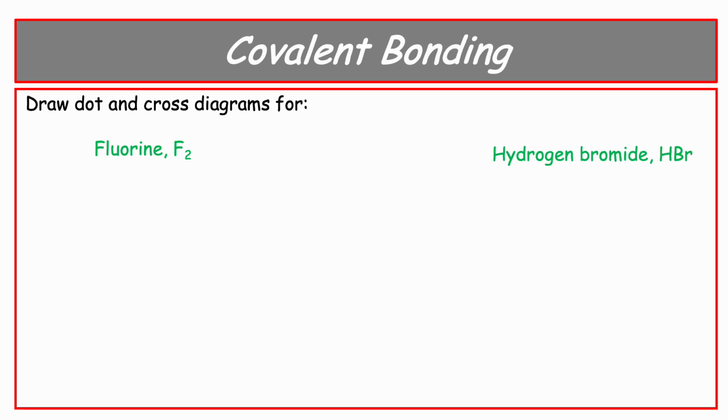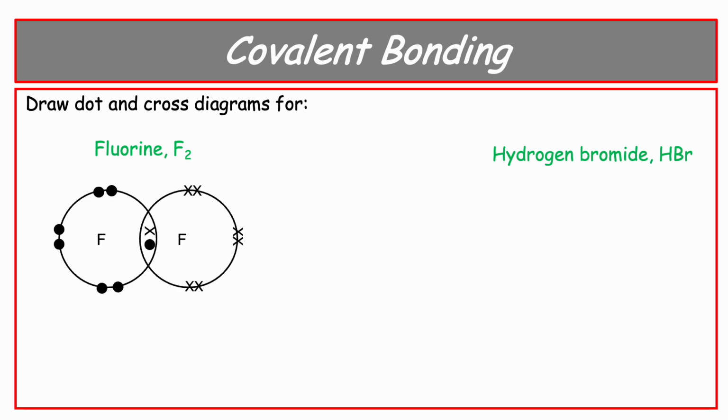So if we look at fluorine, we know each fluorine atom is in group 7, so they've got 7 electrons in the outer shell. Each one needs 1 electron to get a full shell, so fluorine makes 1 covalent bond. So in the middle of those 2 atoms, I'm going to have a dot and a cross. Each fluorine has 7 electrons of their own and access to the 8th from that shared covalent bond. So they've now got 8 electrons in the outer shell.